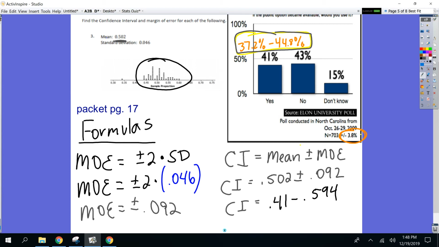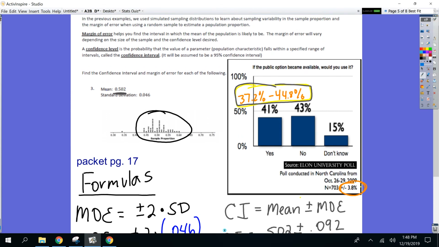So again, what are we saying now? I don't think the mean for the whole population is 0.502, but I'm pretty confident it's between these two here. Last thing I got to talk about, how confident are we? 95% confident. Pretty solid.